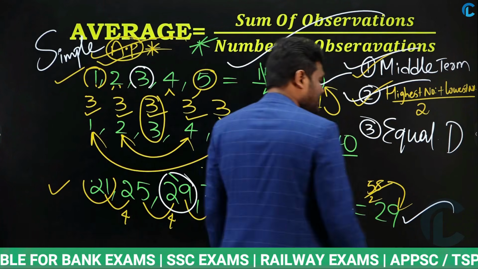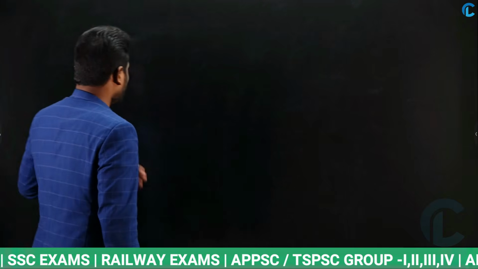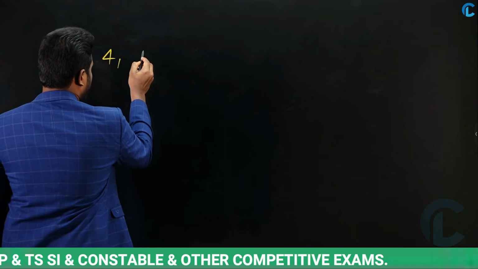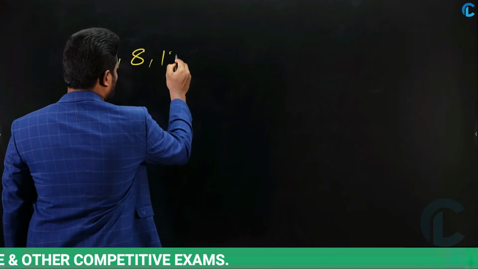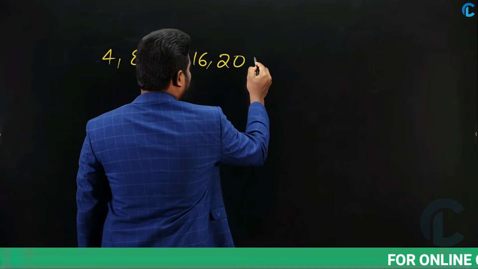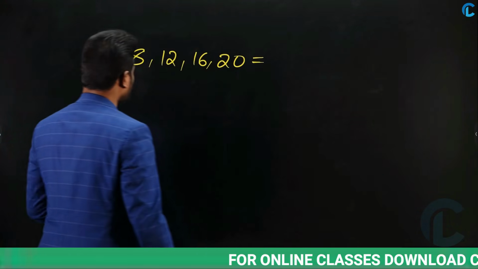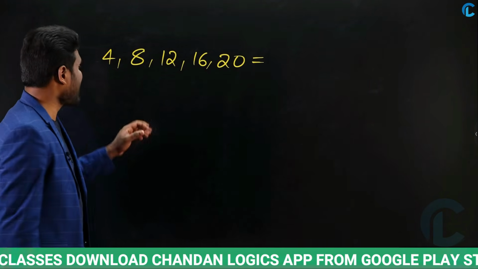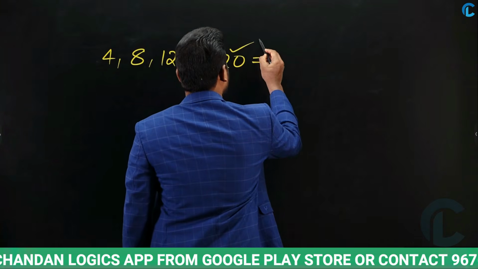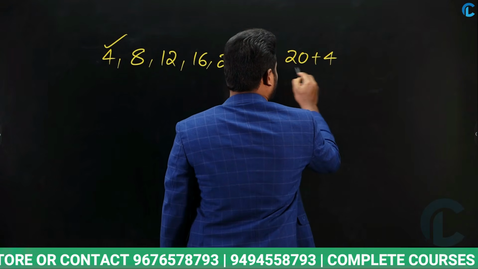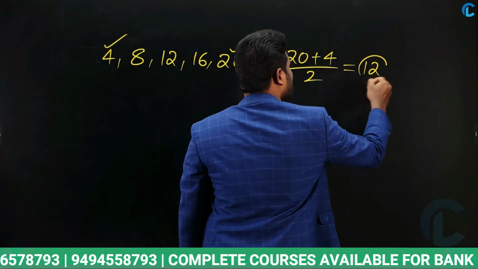Okay. Now let us say I will take one more example. Now initially I have told you some examples. Let us go with one more example. Let us say I have numbers 4, 8, 12, 16, 20. If I need to calculate what is average of these numbers 4, 8, 12, 16, 20. Even this series is in arithmetic progression. As this series is in arithmetic progression, highest number is 20, lowest number is 4. So highest number plus lowest number by 2. So I can say that average is going to be 12.